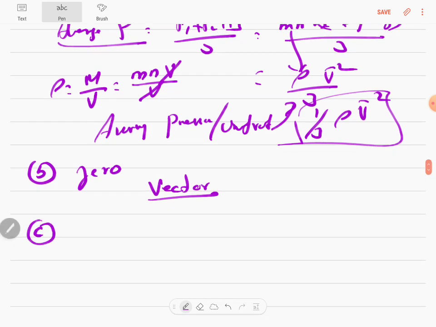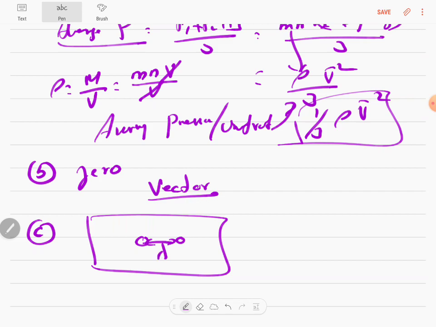And next is C. Define mean free path of the molecule. The mean free path is the distance traveled by the gas molecule between two successive collisions. The distance traveled between two successive collisions is represented by lambda, that's known as the mean free path. What type of motion is associated with the molecules of the gas?